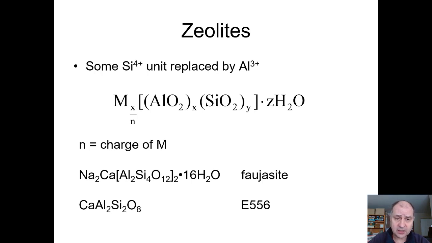Obviously, you're replacing those SiO2 units with AlO2 units, and so if silicon is +4 and aluminum is +3, you end up with a residual charge, and so you need to fill that in with metals. Here's a couple of examples of these.